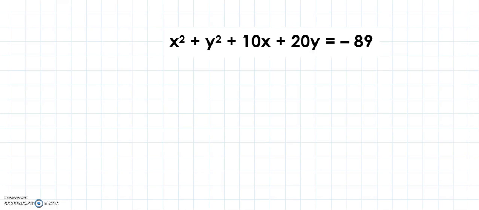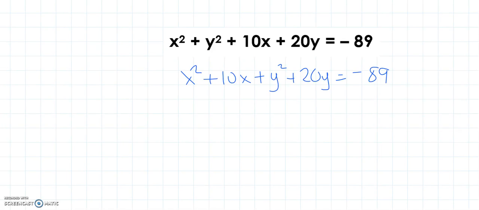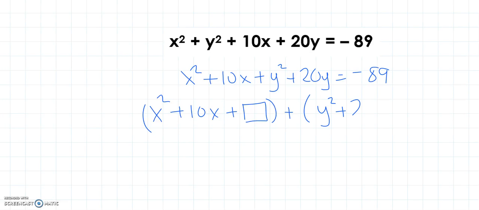Okay, remember our first step is to group our like variables. So we are going to take x squared plus 10x over here plus y squared plus 20y equals negative 89. That is our first step. Now remember what our second step is. Let's separate these so that we can complete the square. We have x squared plus 10x, and we're going to add our box for our first parentheses, plus y squared plus 20y, and we're going to add our second box, equals negative 89.